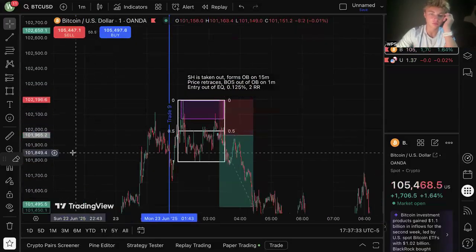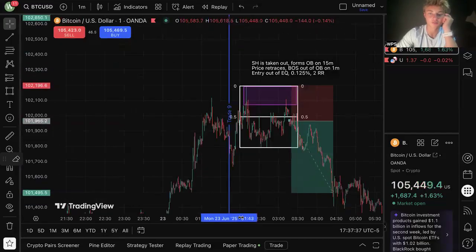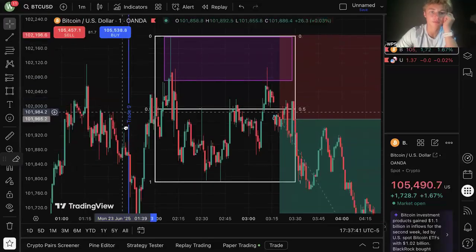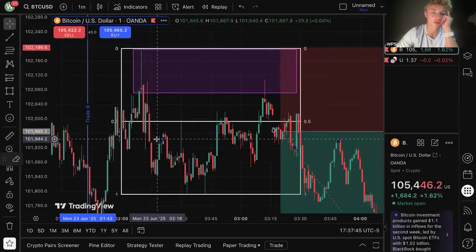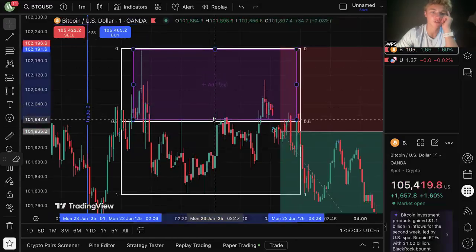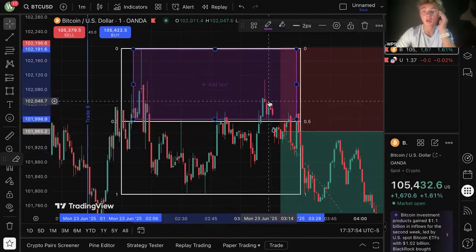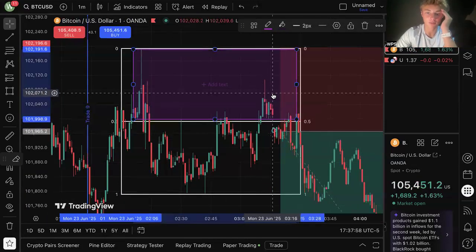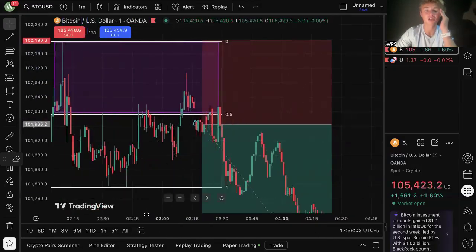Here, this swing high right here is taken out, forms a 15-minute order block. I'm not on the 15-minute right now. I just did all these on the 1 minute, but it forms this order block right here. You could even argue that it covers pretty much all of equilibrium. Price comes out of equilibrium. Price retraces into equilibrium. As soon as I get a break of structure, which is right here after this dump, I enter, which is out of equilibrium.